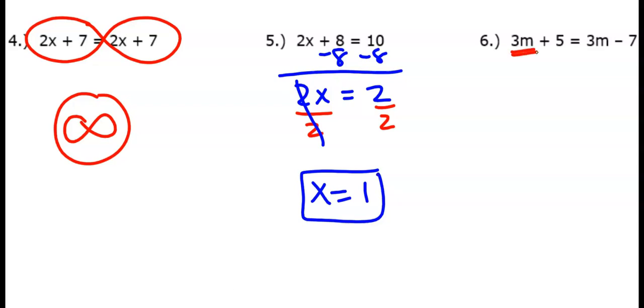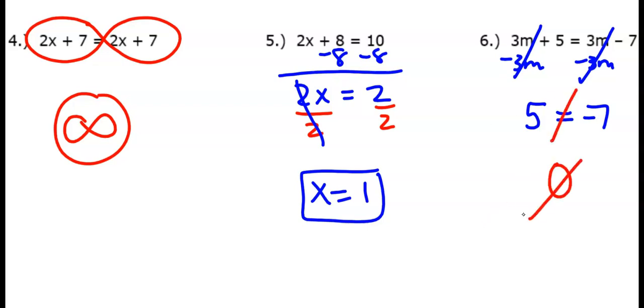For question number 6, just like previously on number 4, I have matching variable terms. But you'll notice my constants are not the same. As long as you have matching variable terms, you're allowed to jump to the special solution answer. In this case, there are no solutions. But if you'd like to prove that it is a false statement, you could perform some inverse operations here like this, in which you get the statement that 5 is equal to -7, which is false. Therefore, there are no solutions.